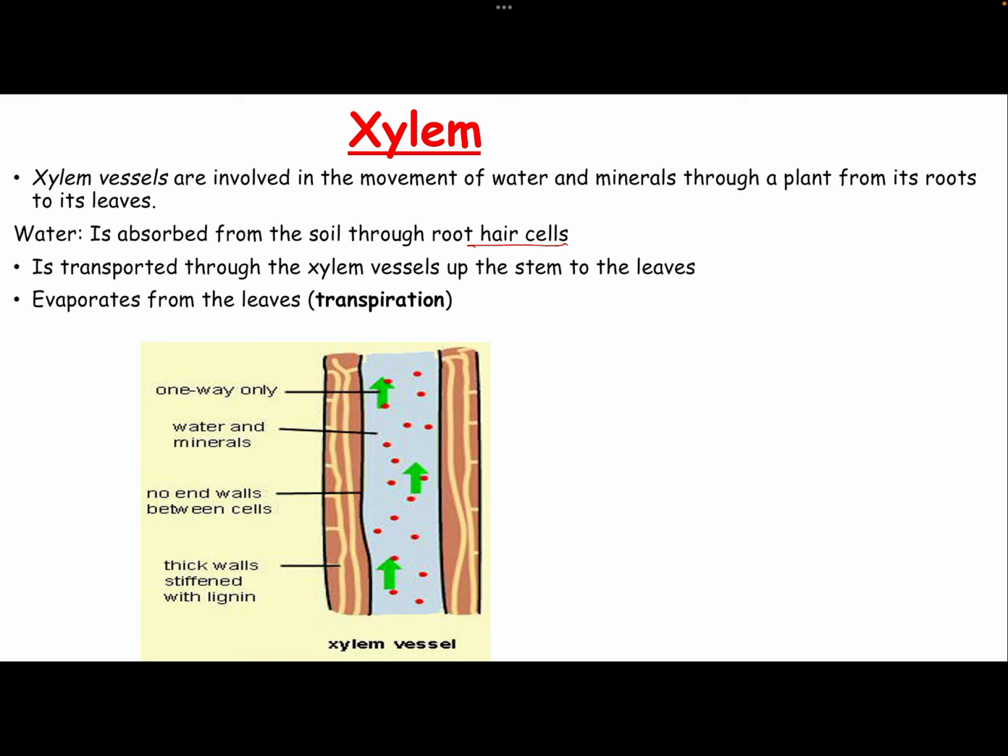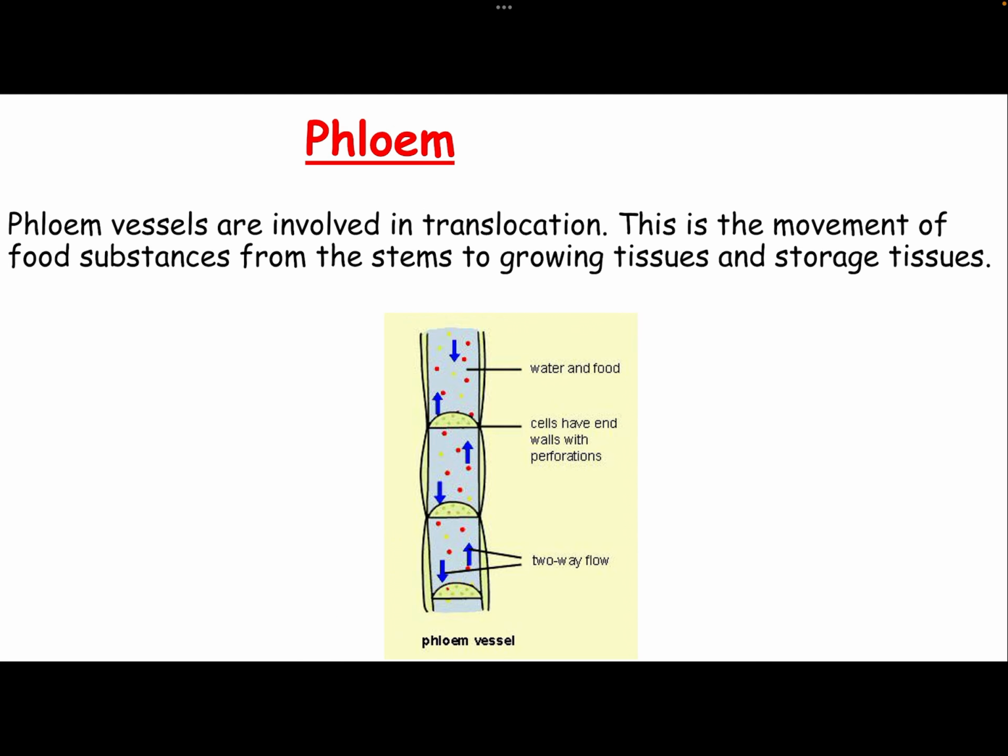Water is transported through the xylem vessel up the stem to the leaves, and this water evaporates from the leaves by a process of evaporation. And you can see the direction of the flow of water molecules. So it's one way only. It has thick walls to withstand pressure. No end walls between the cells like the phloem do. And water and minerals travel up, and it's made of lignin, which is dead cells.